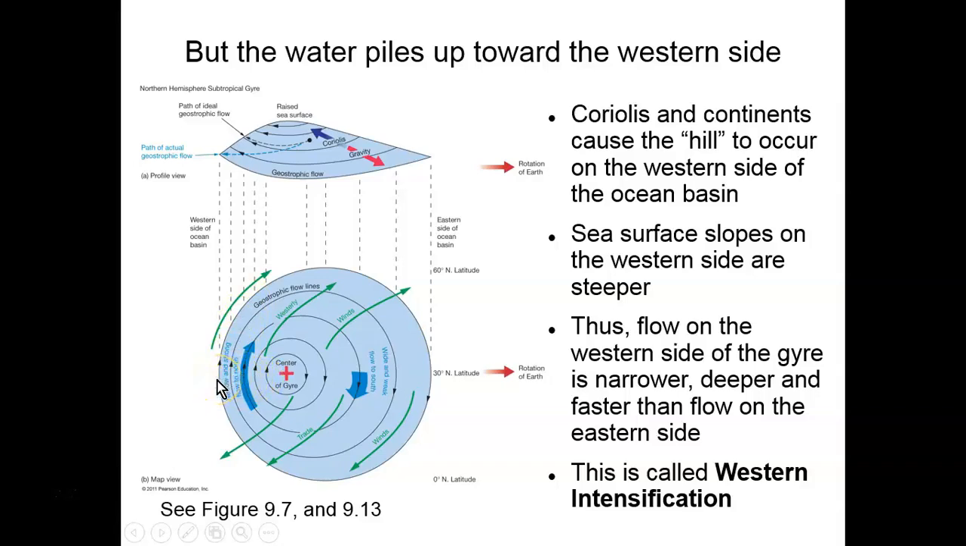And so what happens when you take water flowing through a pipe and you decrease the size of the pipe? Well, the water actually speeds up. So if we have a smaller area over on the western side for the water to move through, it's going to speed up. And this is what's called western intensification. Western intensification causes the western boundary current to be the fastest current in each of our subtropical gyres, whereas the eastern boundary current has this big area to move through, and so the eastern boundary current tends to be very slow. So I'm going to show this by drawing a picture.